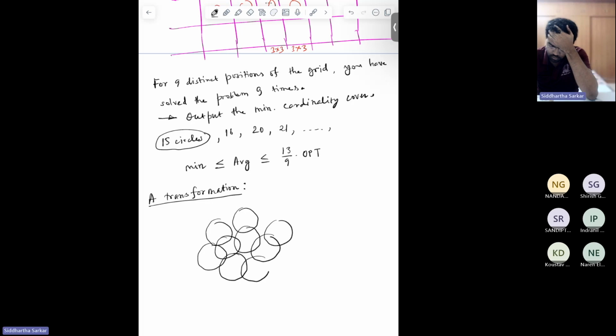I do not know how to compute the optimal solution, but the optimal solution exists. Seeing the optimal solution is not necessary. We're just going to argue with respect to the optimal solution because it exists. So how many of these circles intersect the grid and how many of these circles are contained within the grid cells? So let us say the situation was like this.